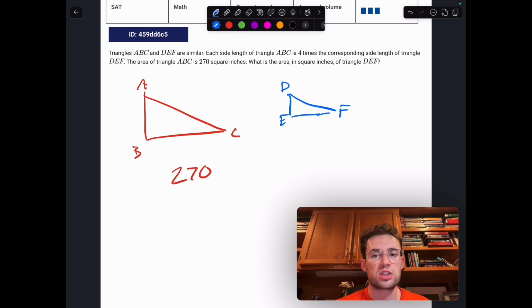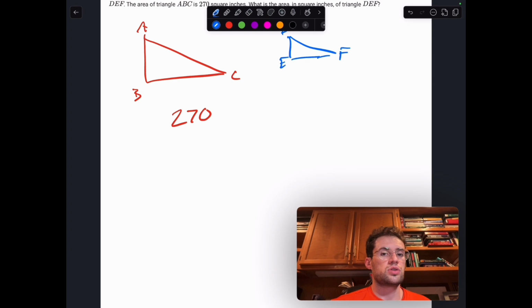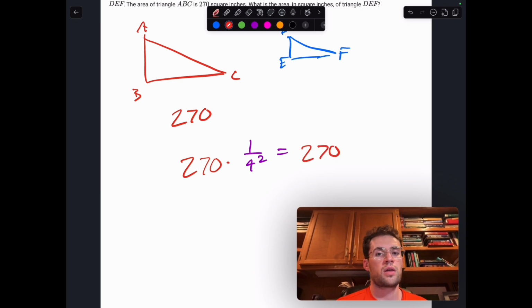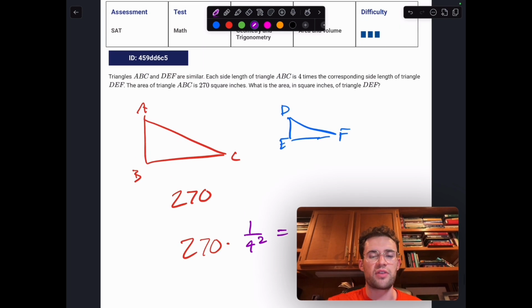All right, well, we've got to divide each of the sides by 4. So that means the area will be divided by 4 squared. So it's divided by 16. So we could just do 270 times 1 over 4 squared, which equals 270 times 1 over 16. 270 divided by 16 is 16.875.